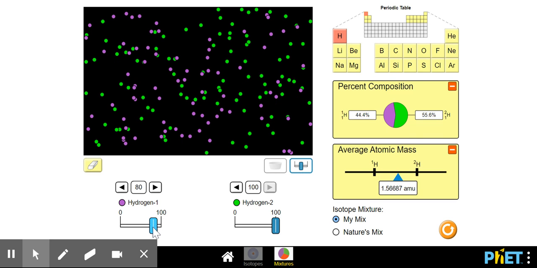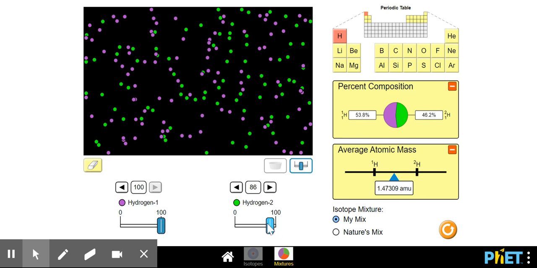So if I take away some of the hydrogen 1, I now have more hydrogen 2 than hydrogen 1. You can see that on the pie chart here, and you can see the average is closer to that of hydrogen 2. I can also go the other way, where there's more hydrogen 1 than hydrogen 2. And again, you can see that on the pie chart here. And so now the average is not exactly in the middle, but a little bit closer to hydrogen 1. Right? And the more unequal the amounts are, the closer it's going to go to one side.